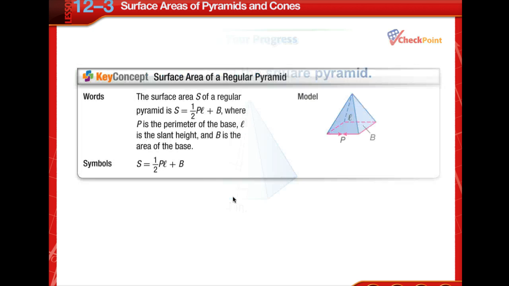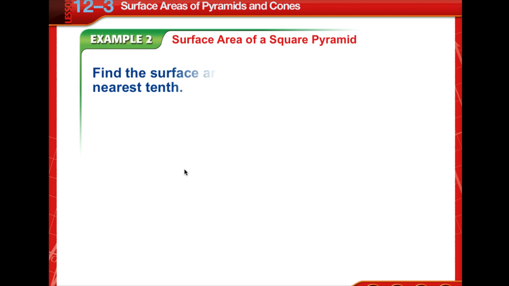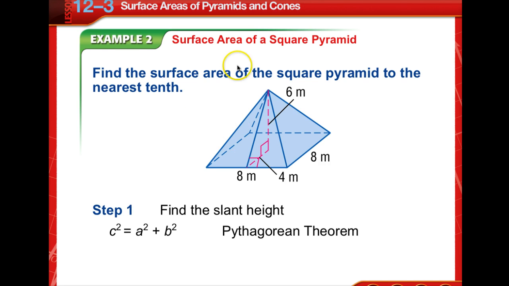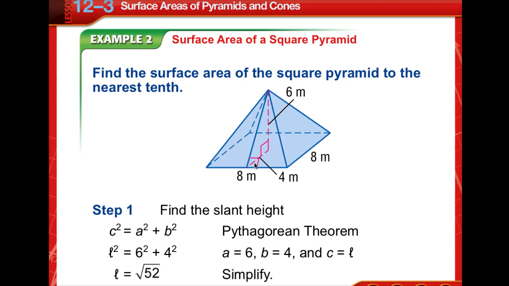The surface area of a pyramid is the sum of the lateral area and the area of its base. So there's the sum of its lateral area plus the area of its base. So to find the surface area of the square pyramid to the nearest tenth, first of all we must find its slant height. So we're missing this measure, so we're going to use the Pythagorean theorem. 6 and 4, square those, is equal to the square root of 52.